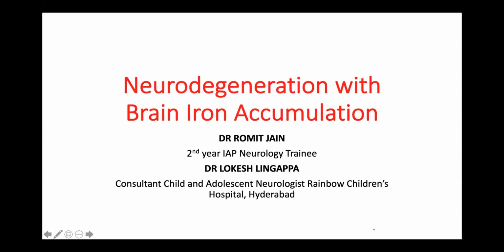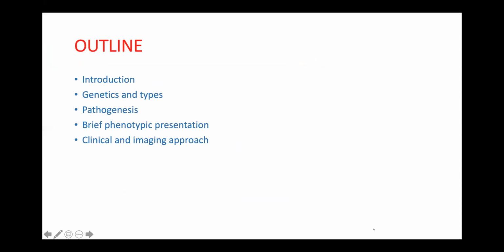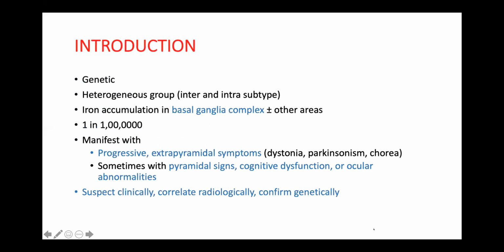Neurodegeneration with brain iron accumulation is a challenging condition for the parents and the physicians. Although it is a theory paper, practically it is also important to know when to suspect them. We'll go through the introduction, genetic types, pathogenesis, brief phenotypic description, and clinic and imaging approach. As in leukodystrophies, imaging plays a very important role in identifying this group of disorders and narrowing the differential diagnosis.